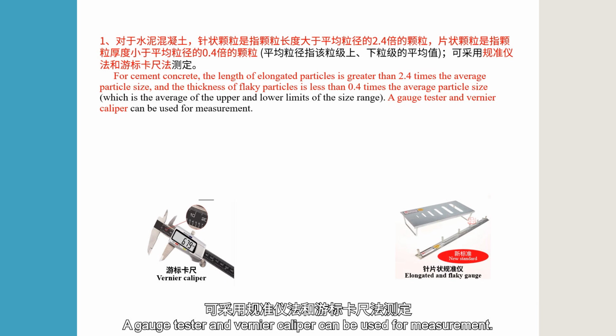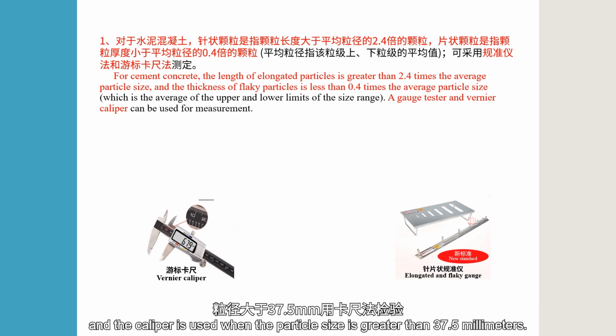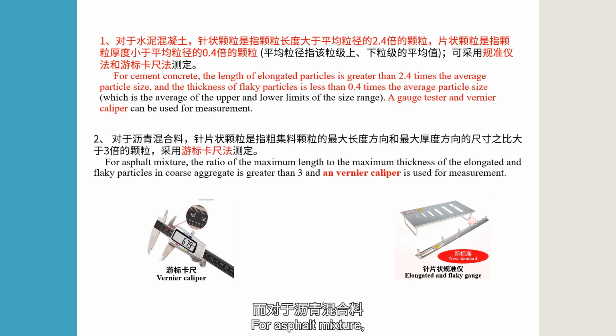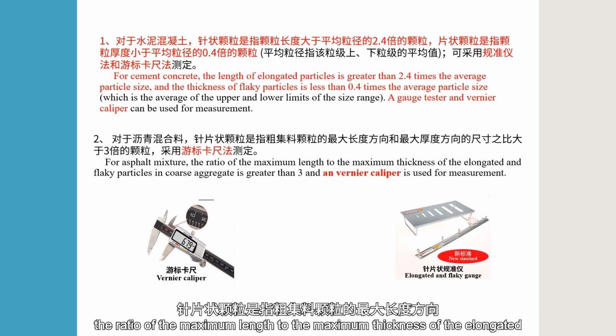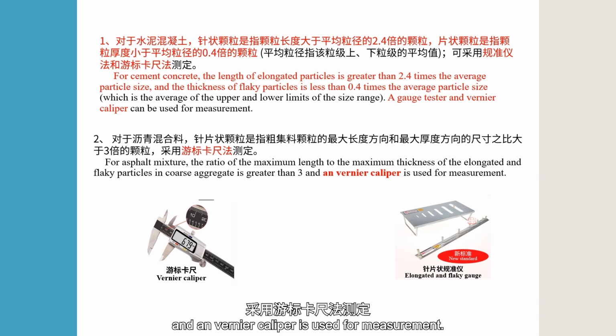A gauge tester and vernier caliper can be used for measurement. For cement concrete, the elongated and flaky gauge tester is generally used, and the caliper is used when the particle size is greater than 37.5 millimeters. For asphalt mixture, the ratio of the maximum length to the maximum thickness of the elongated and flaky particles in coarse aggregate is greater than 3, and a vernier caliper is used for measurement.